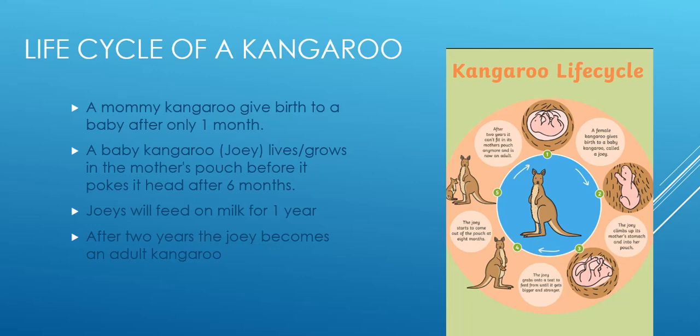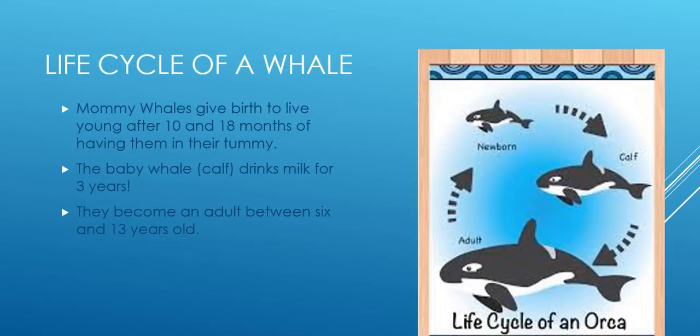So the joey lives in the mother's pouch, and remember that a kangaroo is a marsupial, so it's one of the mammals where they have babies in the pouch, okay? And then it becomes an adult kangaroo. So the baby kangaroo is called a joey.